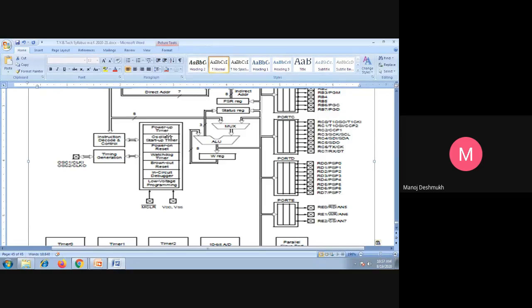Power up timer, oscillator startup timer, power on reset, watchdog timer (we have discussed watchdog in features), brownout reset, in-circuit debugger, low voltage programming. हे काही ऍडिशनल फीचर्स आहेत जे पिकने आपल्याला प्रोव्हाइड केलेले आहेत युजरसाठी. MCLR is a reset, VDD and VSS सप्लाय आणि ग्राउंड कनेक्शन्स. आता हे बघूया आपण, याचं इंडिव्हिज्युअल फंक्शन पण आहे.